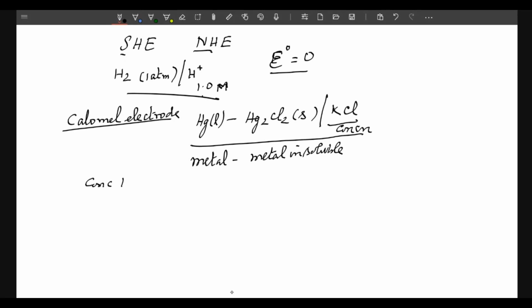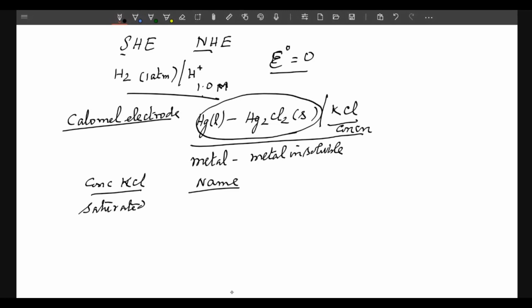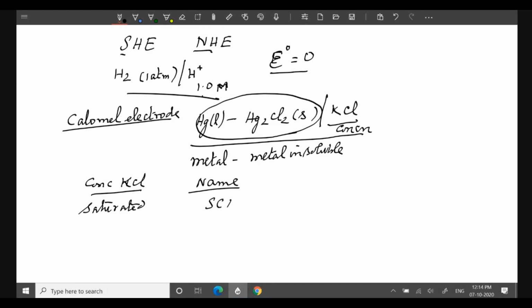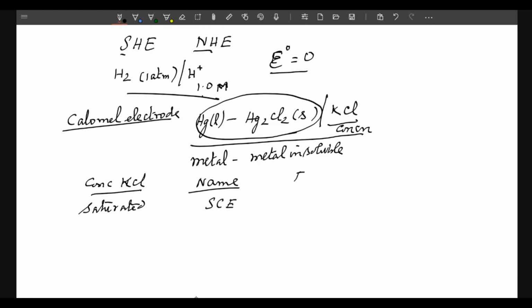For example, when the KCl is saturated, you take water and keep adding KCl, dissolving until some remains undissolved at the bottom, then dip the mercurous chloride and mercury in that. Now you get a calomel electrode. What is the name of that calomel electrode? Saturated calomel electrode, SCE. You might have studied it. And what is the reduction potential value? It is 0.2422 for mercurous chloride to mercury. This is the reduction potential.